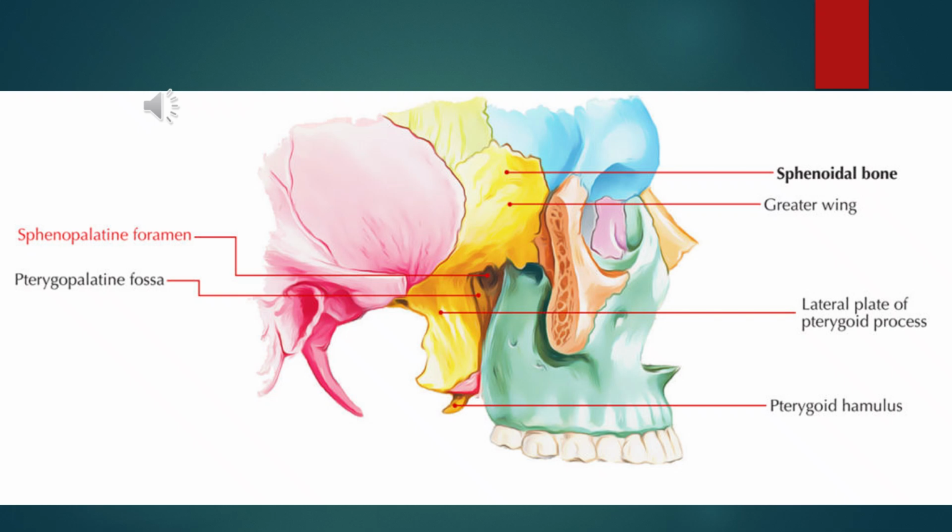So this is the picture showing the pterygopalatine fossa, where the pterygopalatine ganglion is located. It contains the sphenopalatine foramen through which the nasopalatine branch of the pterygopalatine ganglion enters. And this fossa is present between the pterygoid plate and the palatine bone.